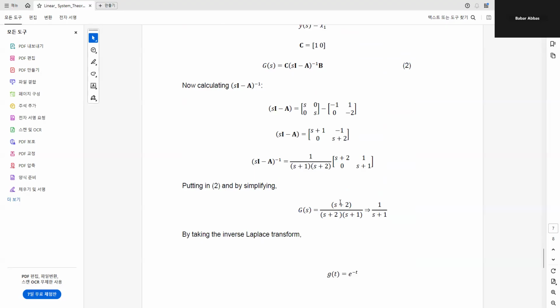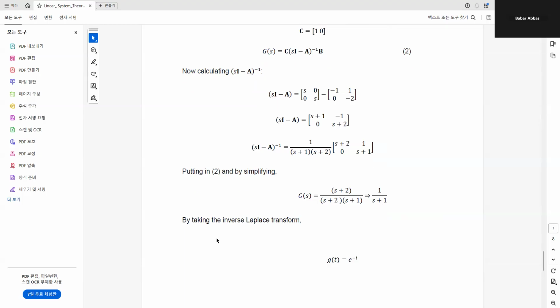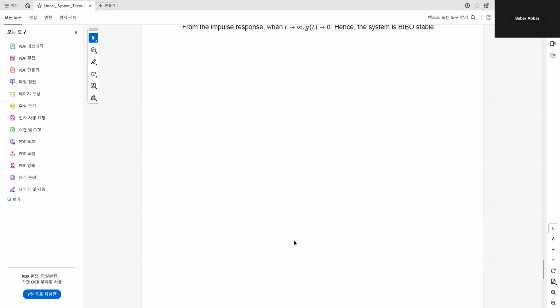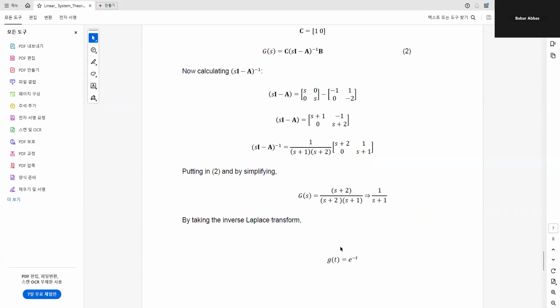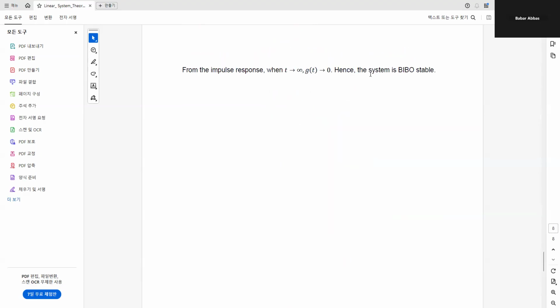Here one pole is cancelled with one zero, and the result comes out to be 1 over s plus 1. By taking the inverse Laplace transform, the impulse response g(t) is equal to e to the minus t, which shows that as time approaches infinity, the impulse response of the system goes to 0. So we have shown that this system is BIBO stable.